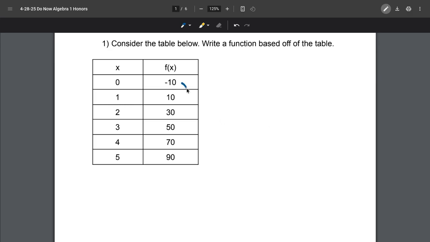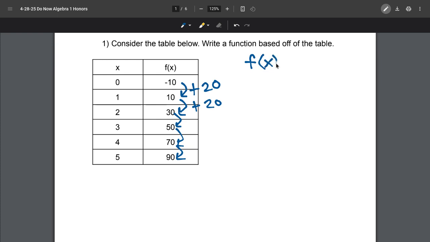So first off, let's look at how much we increase each time and if it's a constant rate of change. Going from minus 10 to 10, that's a jump of 20 up, so plus 20. Then from 10 to 30, it's also plus 20. 30 to 50, 50 to 70, and 70 to 90 are all jumping by 20. So it's a constant rate of change, and if we're going to write a function with a constant rate of change, we're writing a linear function.